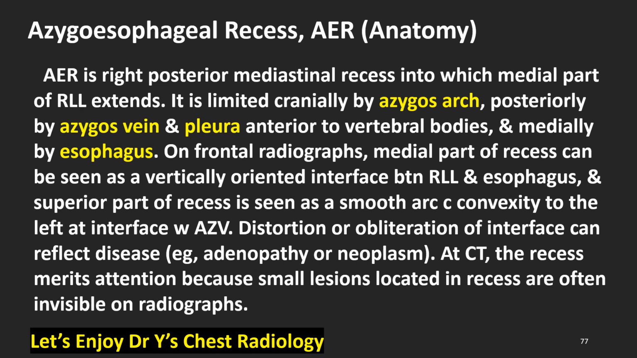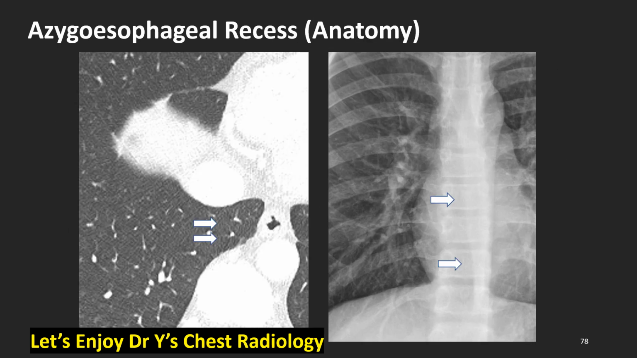Distortion or obliteration of the interface can reflect disease, for example, adenopathy or neoplasm. At CT, the recess merits attention because small lesions located in the recess are often invisible on radiographs. Azygoesophageal recess anatomy. Arrows indicate the azygoesophageal recess on axial CT scan and frontal chest radiograph.